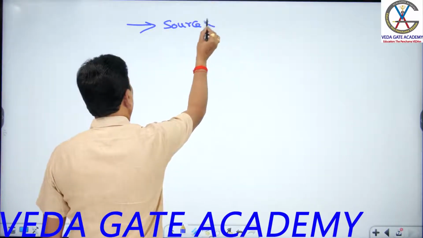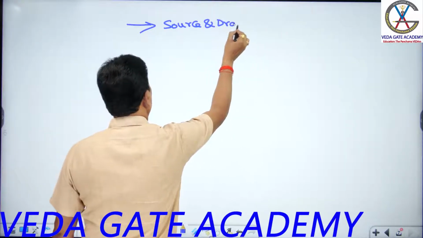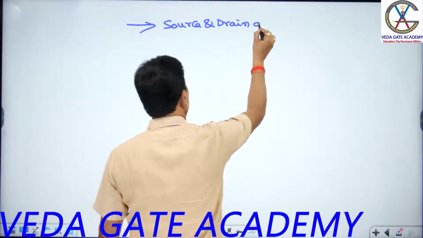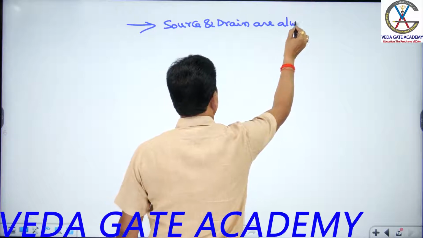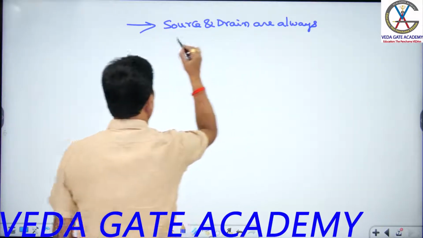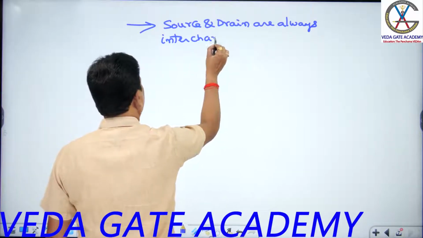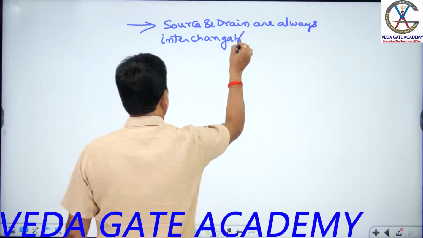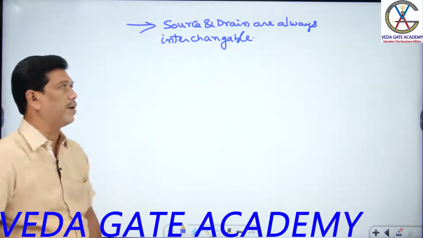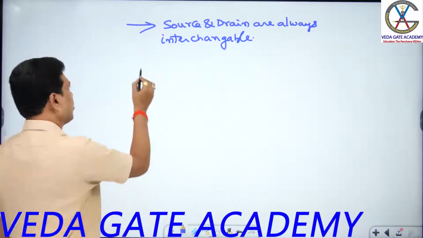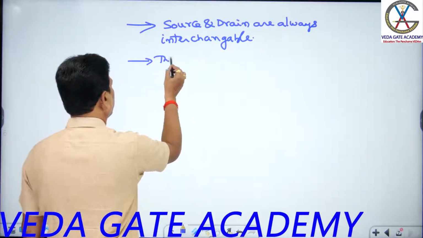Source and drain are always interchangeable. That can also be considered in MOSFET also, students. That does not happen in the BJT, right? And I told that similarities are like this.